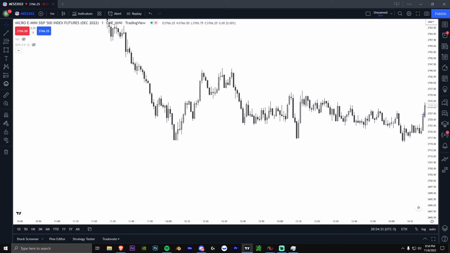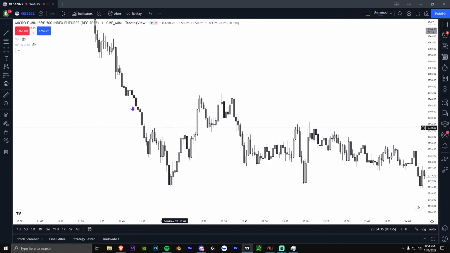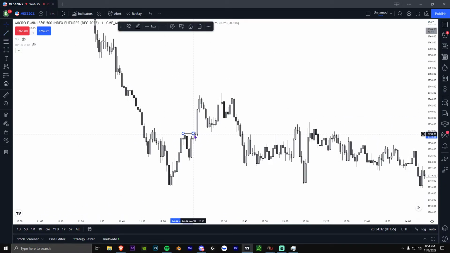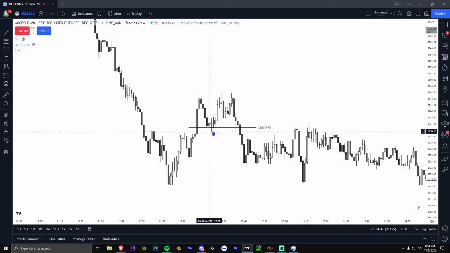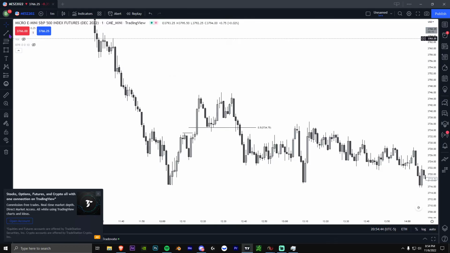But yeah, we got another nice play here. We have this market structure shift here, and then boom, retracing the discount in this fair value gap, wick right in the discount, and then boom, we hit buy side here. That was another nice play.